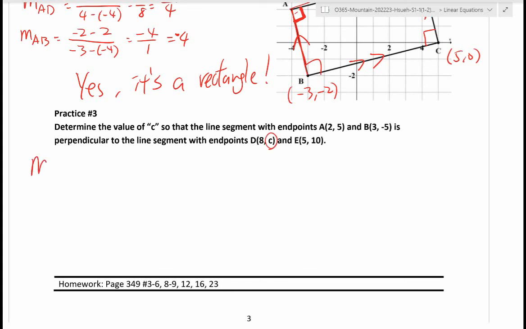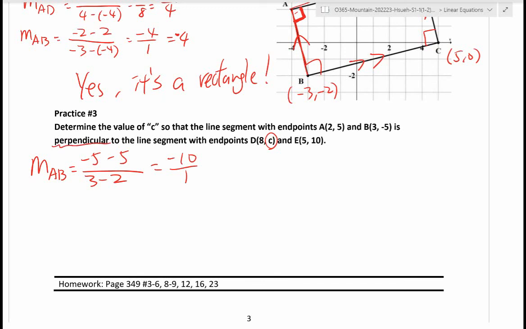Okay, so let's find the slope of AB first. The slope of AB is going to be negative 5 minus 5 over 3 minus 2, right? y2 minus y1 over x2 minus x1. And that gives us negative 10 over 1. I'm just going to leave it as a fraction.